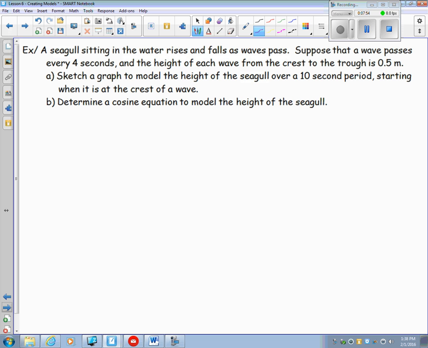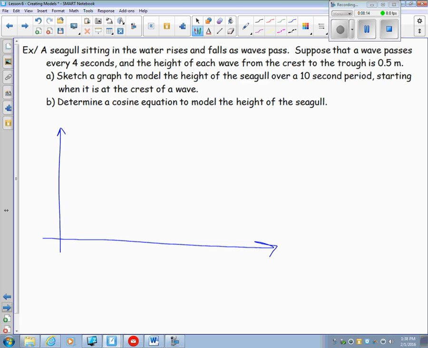A seagull sitting in the water rises and falls as the waves pass. A wave passes every 4 seconds, and the height of each wave from the crest to the trough, so the top to the bottom, is 0.5 meters. Let's sketch a graph to represent this over 10 seconds. Okay, so just a quick sketch.